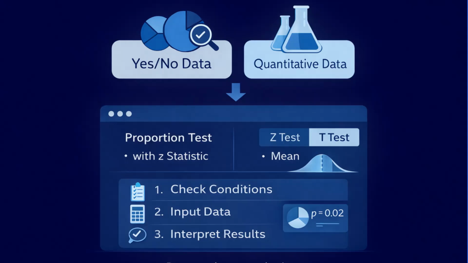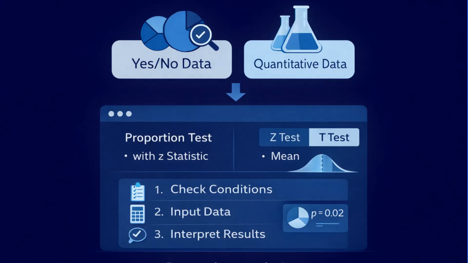To summarize, choose a proportion test with a z-statistic when the data are yes or no. Choose a mean test when the data are quantitative. Use a z-test for the mean when the population standard deviation is known. Use a t-test for the mean when it is unknown. Check conditions before trusting the output. Enter inputs carefully. Interpret the test statistic and p-value together.